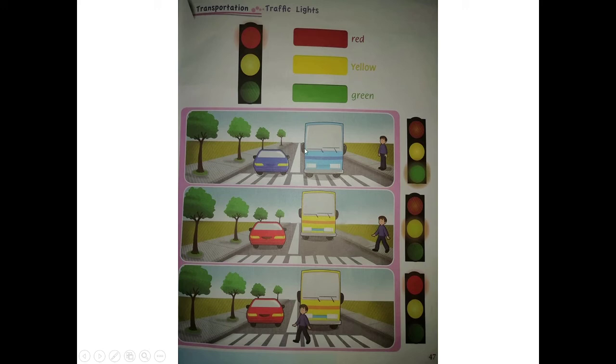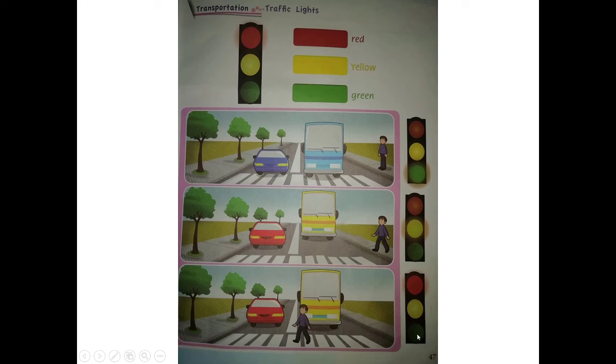When you see the green light, the cars move. They move, so you stop so that they won't hit you. So the green light means for the cars to move. Now the yellow light means be ready. You move, but be ready for the cars to stop, the yellow light.